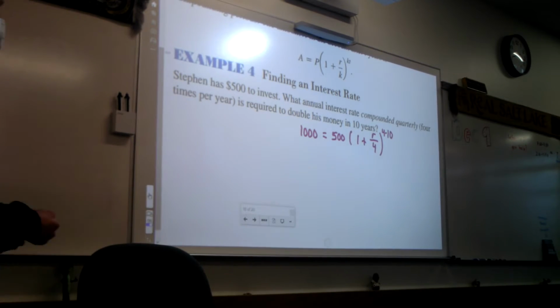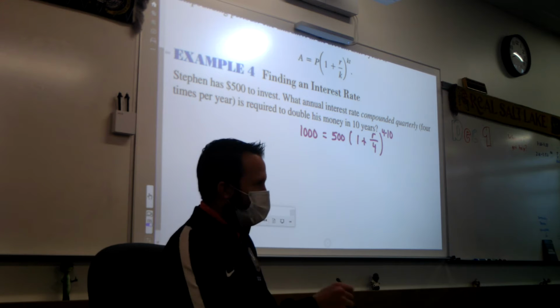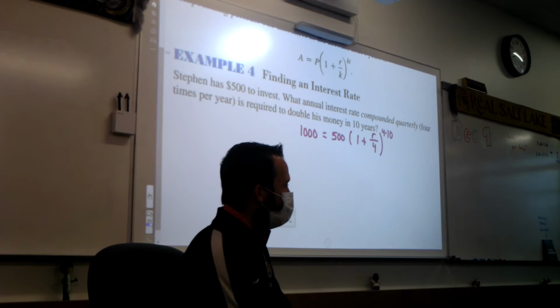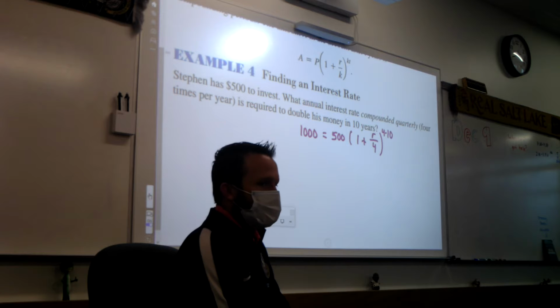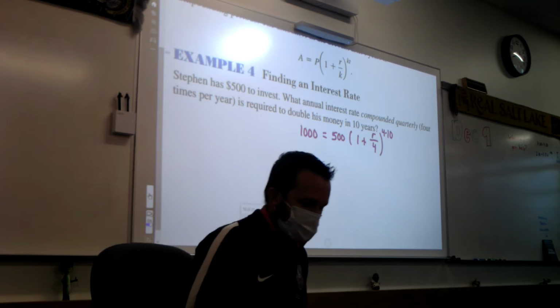Alright guys, now you've had a couple minutes to think about it, let's talk about it. So this is what I came up with. Did you guys come up with a similar equation? Do you have any questions on that? Someone might ask, where'd you get the 1,000 from? What would you say? Doubling it, so 500 doubled, there we go.